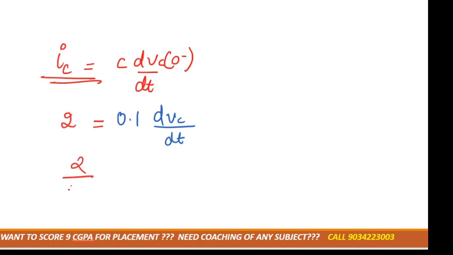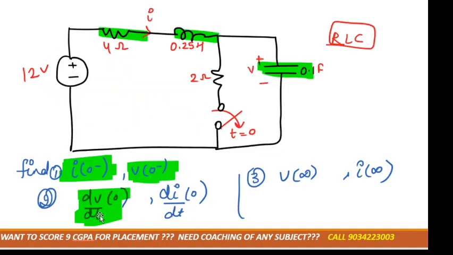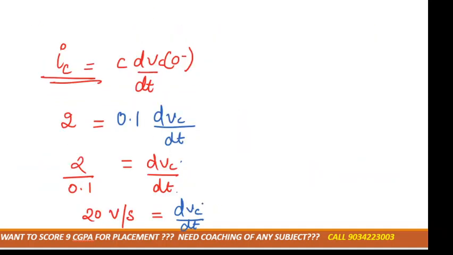So we'll get 2 by 0.1 is dVc by dt. 2 by 0.1 is 20, right? And its unit is volts per second, because it is V by time now. So dVc by dt is 20 volts per second. So we got dVc by dt at time 0.